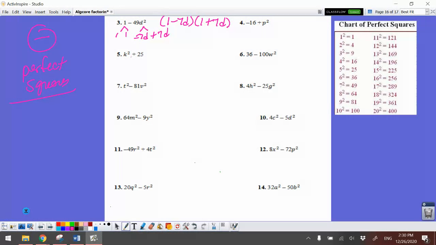What about k squared plus 25? Yeah, that's not going to factor. That's prime. Okay, that's prime. So something that does not factor is called prime. And this isn't going to factor because it's not a difference.